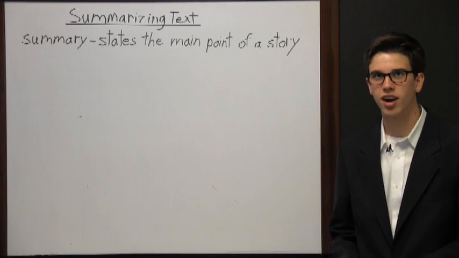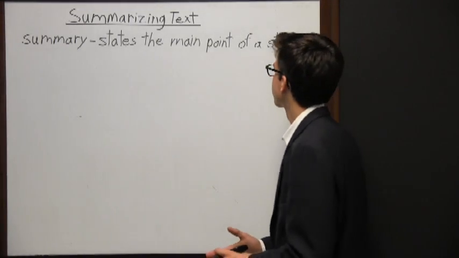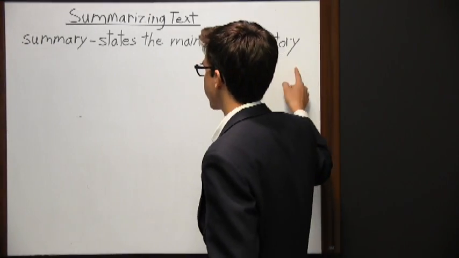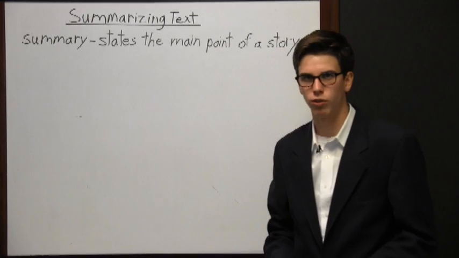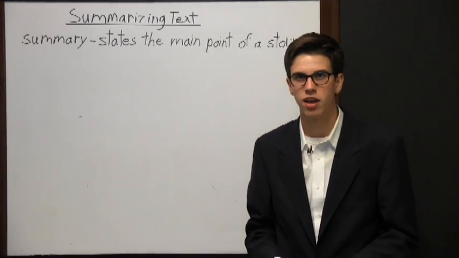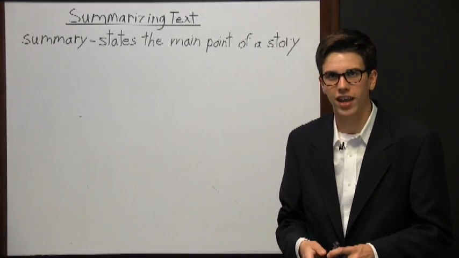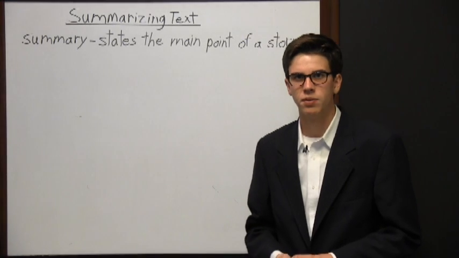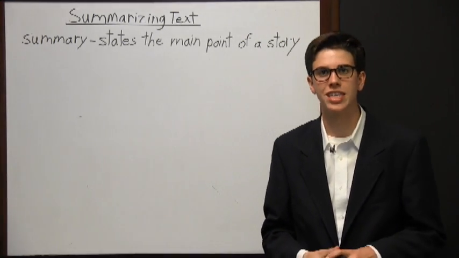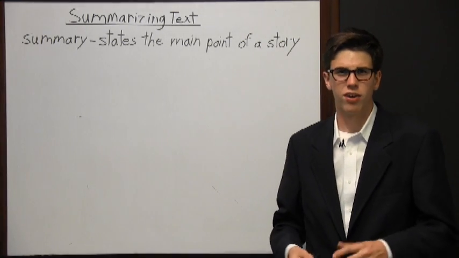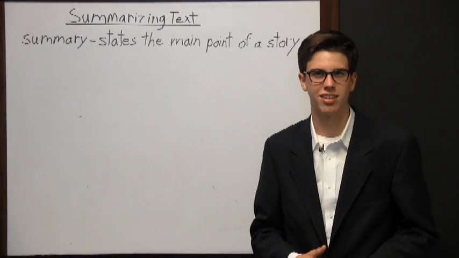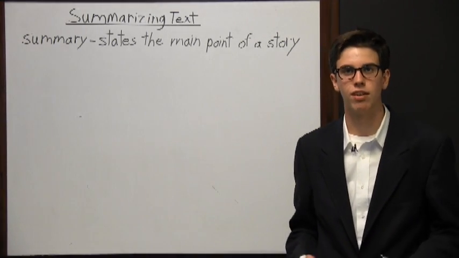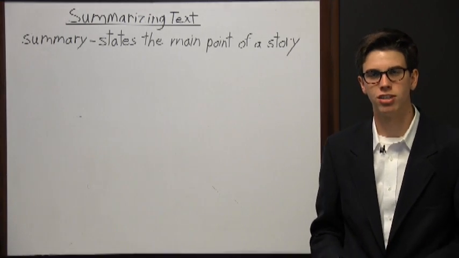When it comes to summarizing text, you need to be able to state the main point of a story. So a summary is just stating the main point of a story. So you're reading an entire story, and then you're just taking the important things and writing about that. If you've ever looked at the back of a book, you'll see a summary on the back of a book. And so there's a whole book that may be 100 or 200 pages, but the author summarizes it on the back of the book so that you get an idea of what it's about. So that's what you're trying to do through a summary.